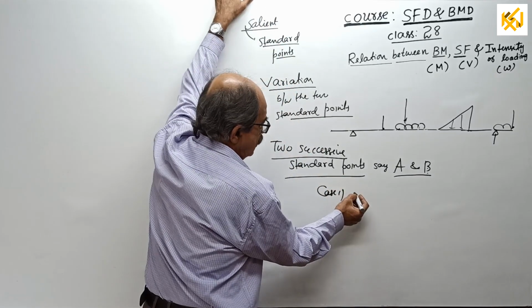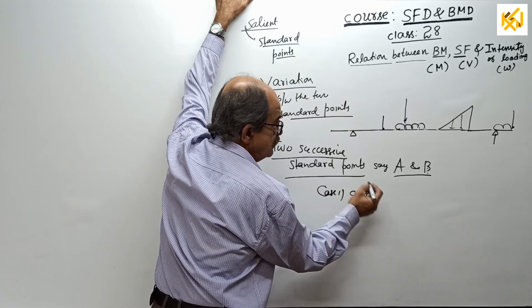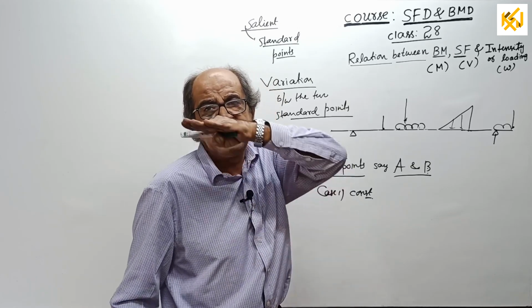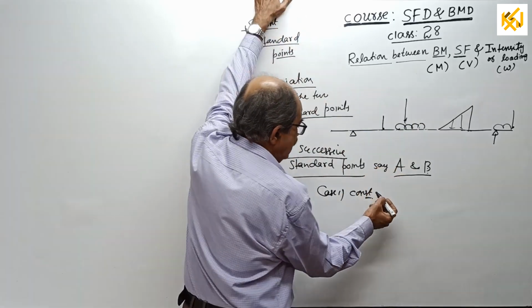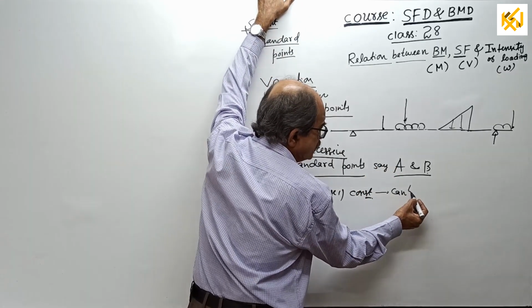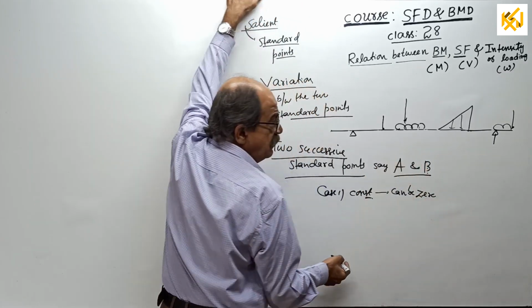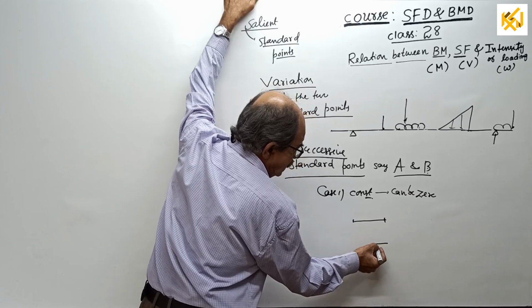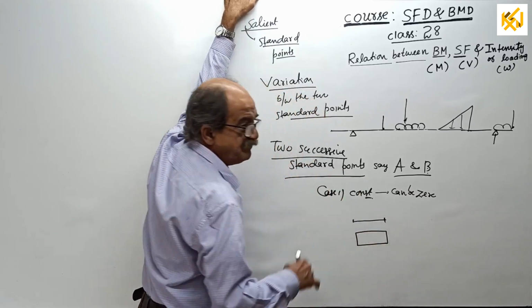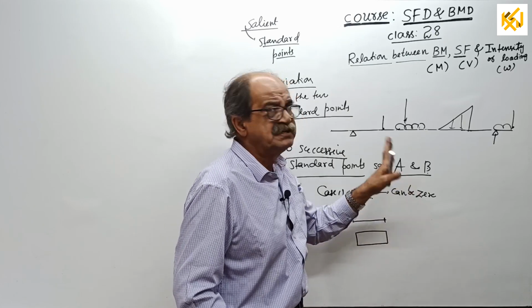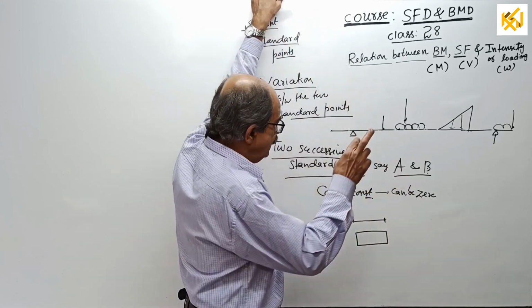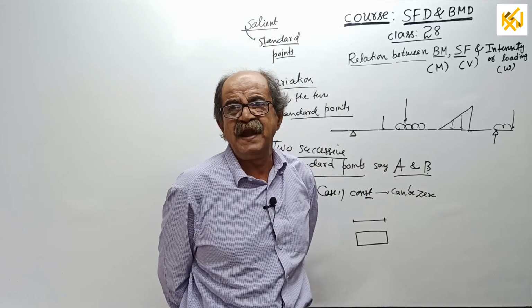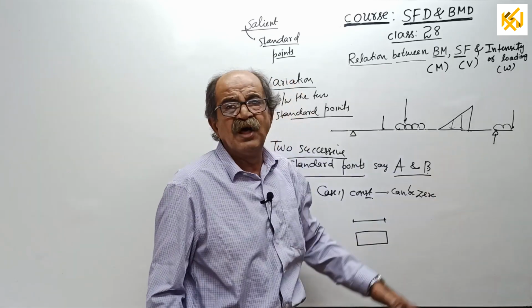Case 1, constant. Constant means no variation. It will be a rectangle. But one thing, constant can even be 0 also. See, suppose I put 2 points here. If 0, no diagram. If constant, it looks like this. So, either 0 or constant, one case. Later, I am separating constant and 0, and I will tell you why. Many people don't consider that way. I told you, every concept will be made clear.